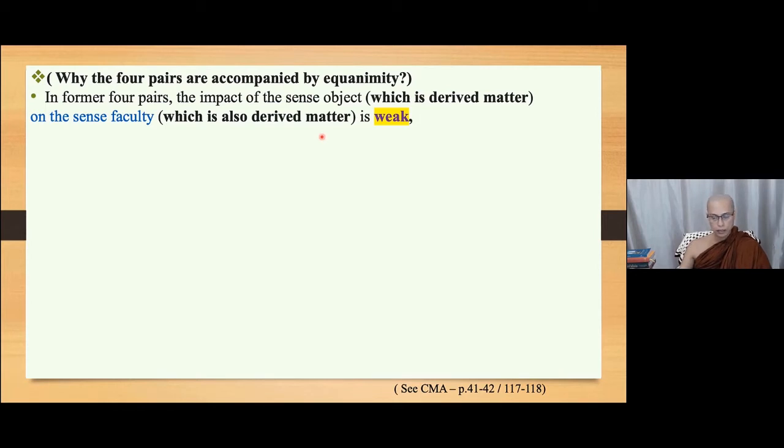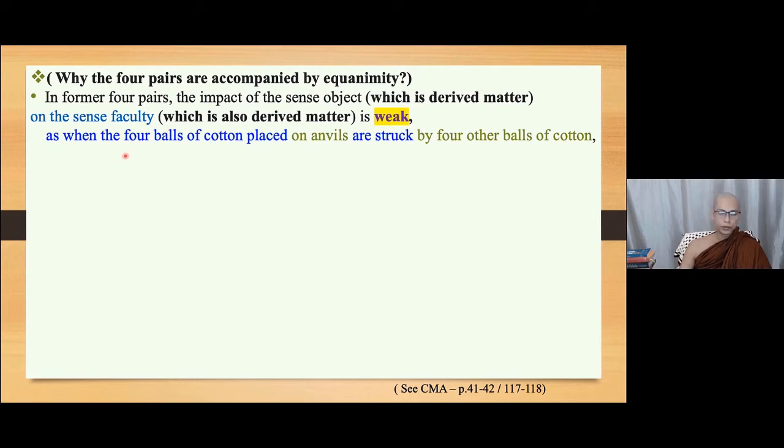Upada rupa arises depending on the essential materiality, the great essential 4. So they are weaker than the great essentials. That is why the touching of these two groups, two derived materialities, is weak. It is compared to the example of 4 balls of cotton placed on an anvil, and struck by 4 other balls of cotton. You know the cotton balls are soft items. Although the cotton balls are placed on the anvil, which is hard materiality, hard things, touching these 2 is very soft.